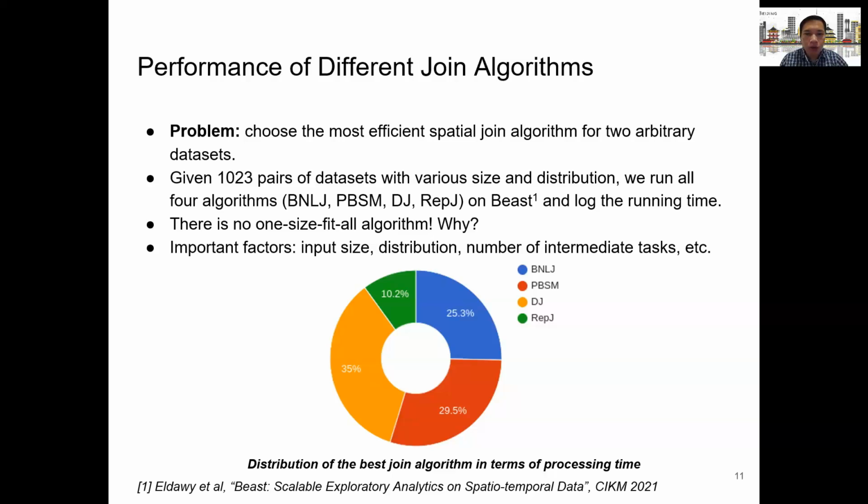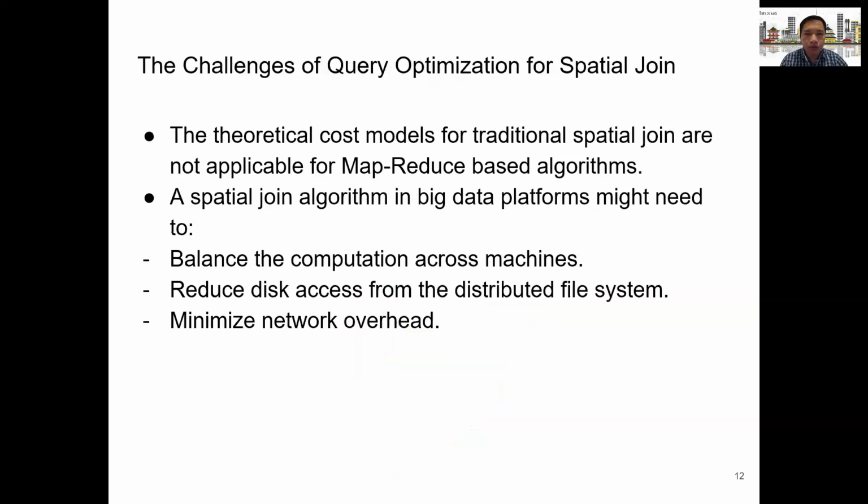There is no one-size-fits-all algorithm. For example, the simple approach like BNLJ still is a winner in 25.3% of the queries. Why? There are several factors that impact the join performance: input size, distribution, number of intermediate tasks. It's even more difficult for non-technical users who do not know how spatial join internally works in big data platforms. As we can see, there are a lot of challenges of query optimization for spatial join.